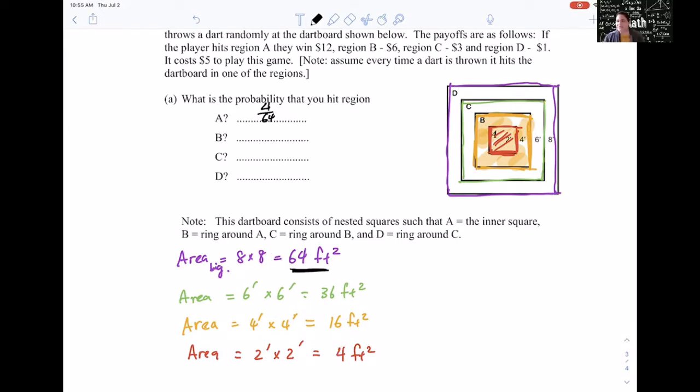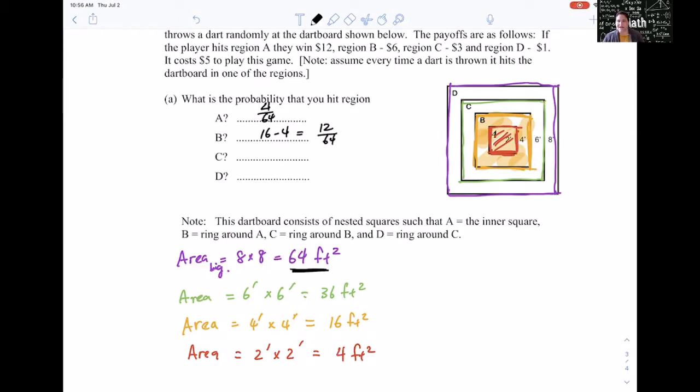Very good. I love the way he even said it properly. We're going to subtract A from B. That's fantastic. So B is 16 feet, and we're going to take away the 4. And so that's going to be 12 out of 64.